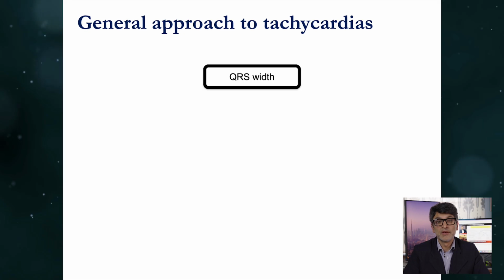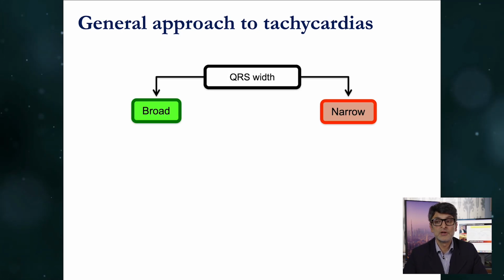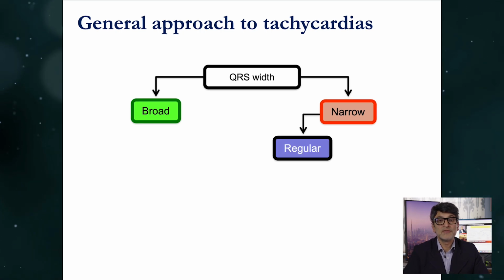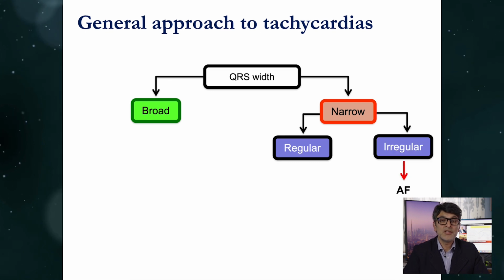So on the slide, you will see that the first thing, as soon as you acknowledge that the heart rate is above 100, assuming the patient is well, hemodynamically stable, etc., you look at the QRS width on the ECG, and you ask yourself a simple question: is the QRS width narrow or is it broad? Now, if it's narrow, you go down and ask yourself, is it regular or irregular? And if it's an irregular, narrow complex tachycardia, it's almost definitely going to be atrial fibrillation.